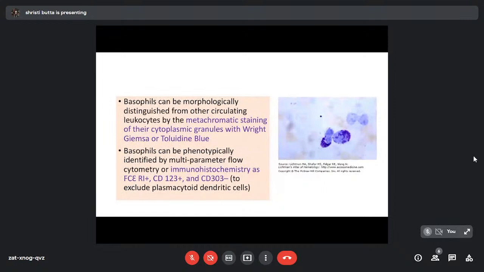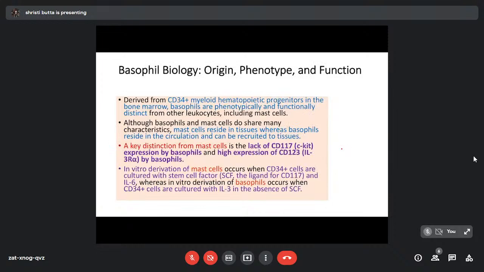Now, derived from the CD34 positive myeloid hematopoietic progenitors in the bone marrow, basophils are phenotypically and functionally distinct from other leukocytes, including mast cells. Mast cells reside in tissues, whereas basophils reside in circulation and can be recruited to the tissues. A key distinction from mast cells is the lack of CD117. So basophils lack CD117. They are CD117 negative. On the other hand, they show a high expression of CD123.